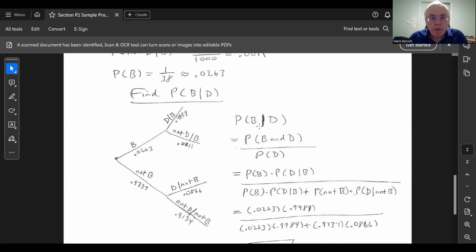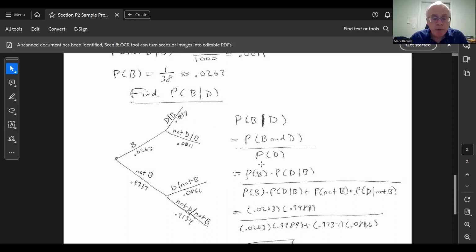So the problem is, if you get a positive test, what's the probability you actually have breast cancer? Okay, that's what this probability is. And again, it's conditional, so you create the conditional probability. The numerator is the probability of B and D. That would be the multiplication of these two branches. So it would be 0.0263 times 0.9989. That would be your numerator.